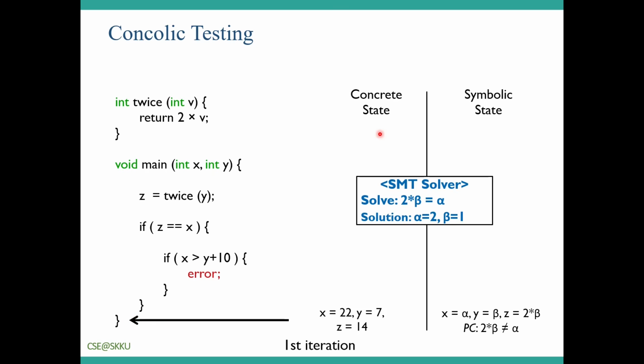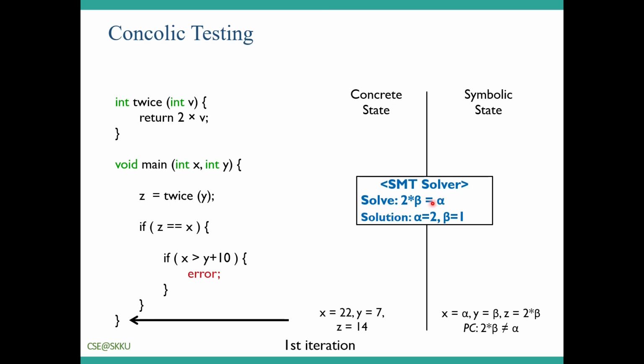Then the first iteration ends because we reach the end of the program. For the next program execution, we won't go into this true branch. To do so, we negate this path condition, that is, 2 times beta is equal to alpha. And we employ the so-called SMT solver to find alpha and beta values which satisfy this negated path condition, 2 times beta is equal to alpha.